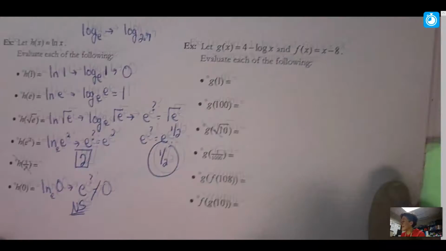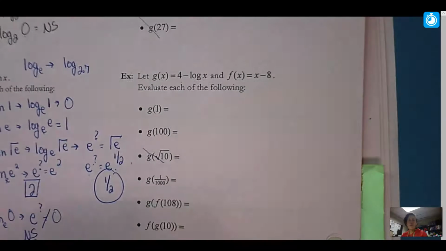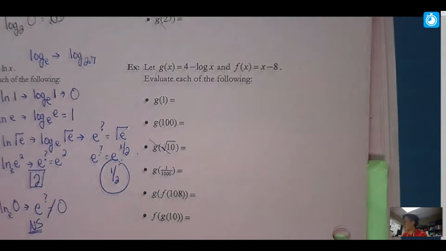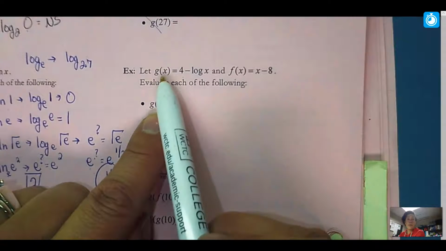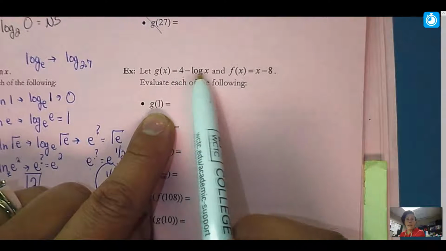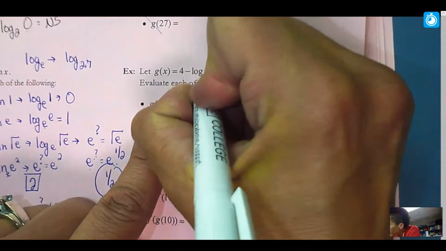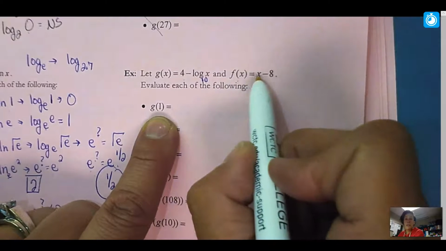Let's jump through this next set. This was part review, and the next part is going to be pretty important when we get into our next section of solving. So here we have two functions. We have g of x, which is 4 subtracting the log. Remember, when you don't see the base, there's an understood 10 here, so I'm going to smush that in there. And then f of x is just x minus 8.